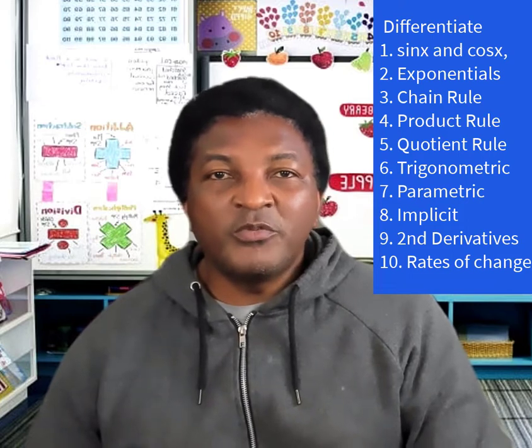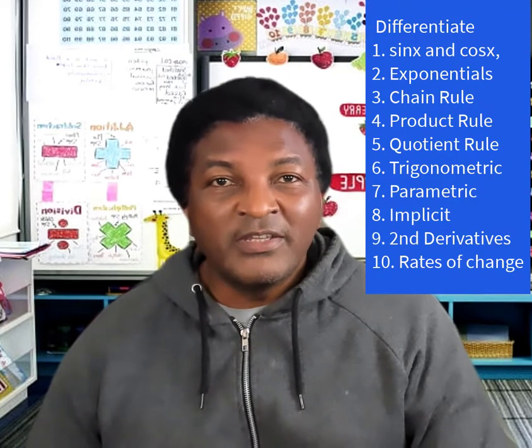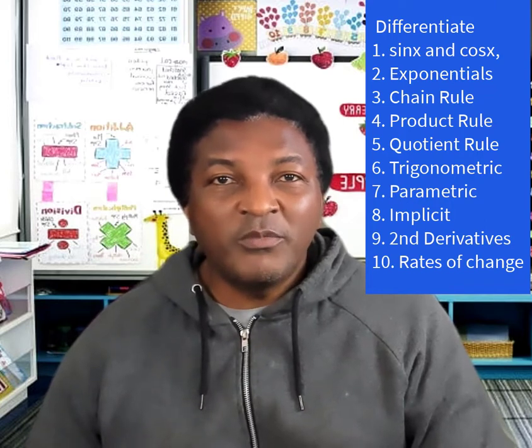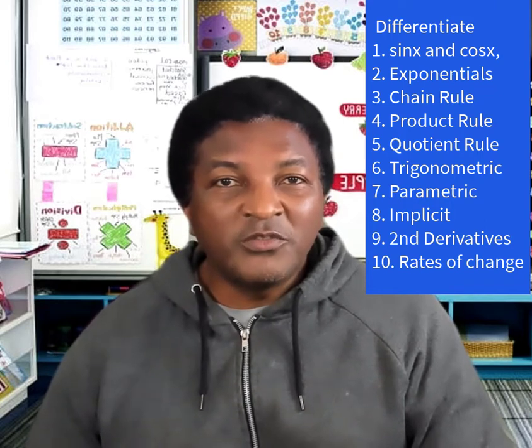Second derivatives will help you decide if it's a maximum or a minimum point. If d squared y over dx squared is less than 0, that gives you a maximum point. If d squared y over dx squared is bigger than 0, it gives you a minimum point. If d squared y over dx squared is equal to 0, it could be a point of inflection, but you need to test it.